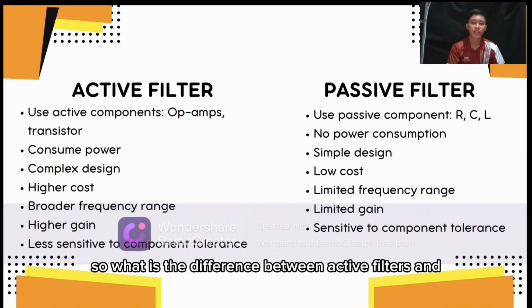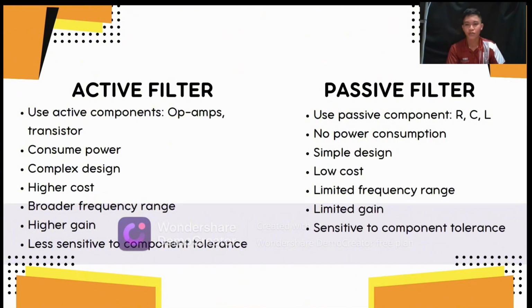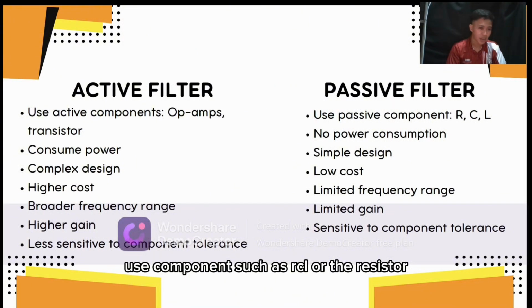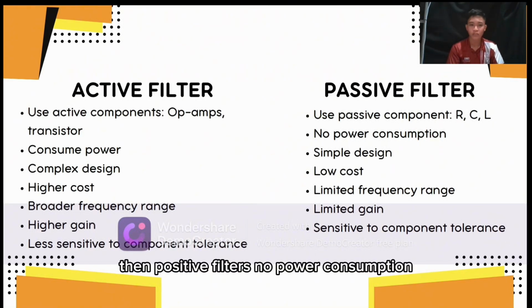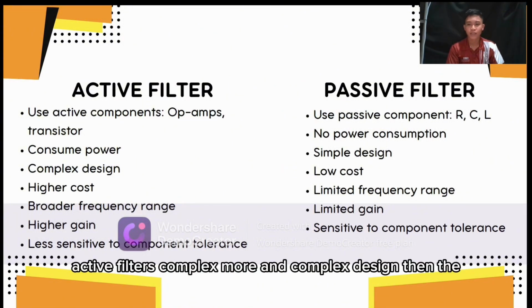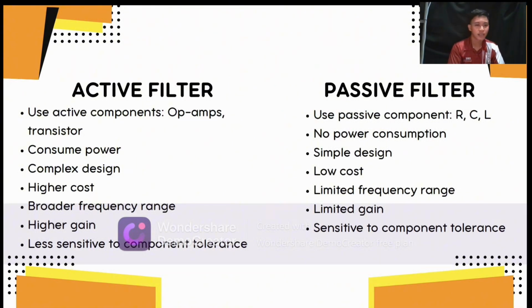So what is the difference between active filters and passive filters? Active filters use active components such as op amps and transistors. Op amps means operational amplifier, while passive filters use components such as RCL, or the resistor, capacitor, or inductor. Active filters consume power, while passive filters have no power consumption. Active filters have a more complex design than the passive filters, which have a quite simple design. Active filters have higher cost, while passive filters have low cost.